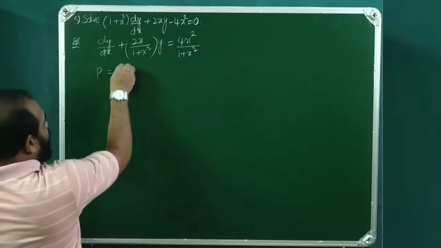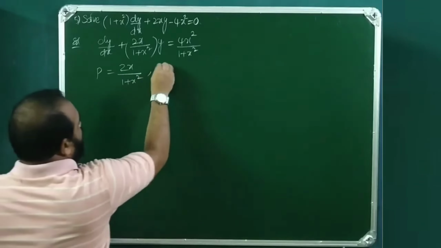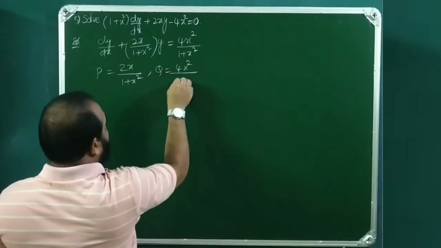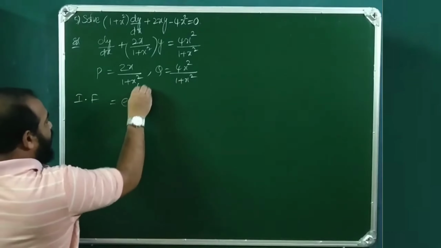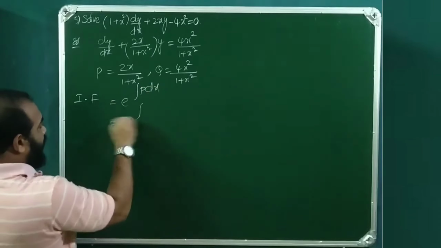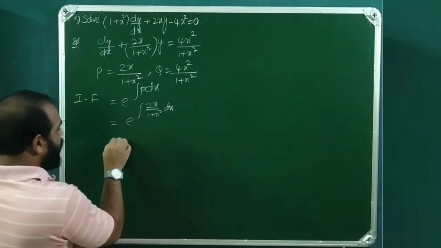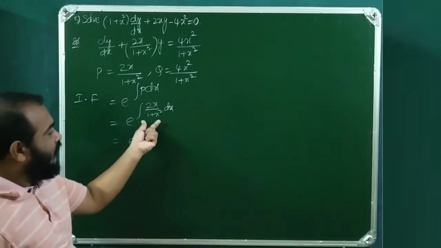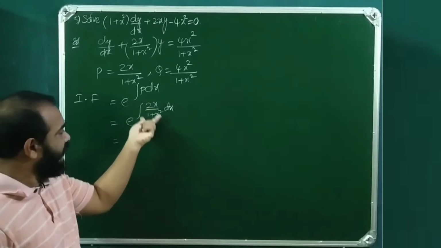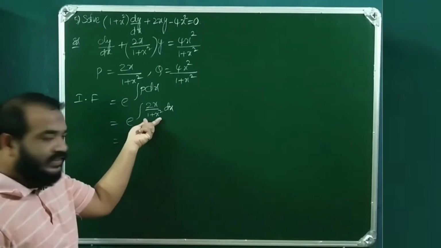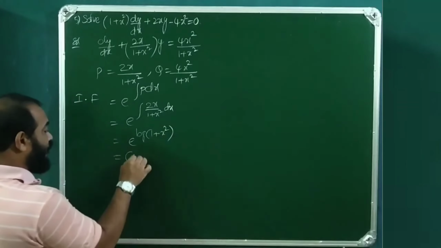P is equal to 2x by 1 plus x square, and q is equal to 4x square by 1 plus x square. Integral factor is equal to e power integral p dx, 2x by 1 plus x square dx. So e power, the derivative of 1 plus x square is 2x. This is of the form f dash x by f of x. Integral f dash x by f of x is log mod f of x. F of x is this, so this is log 1 plus x square. This is equal to 1 plus x square.